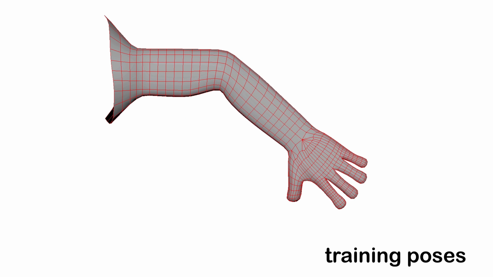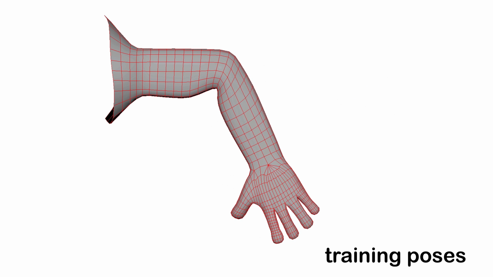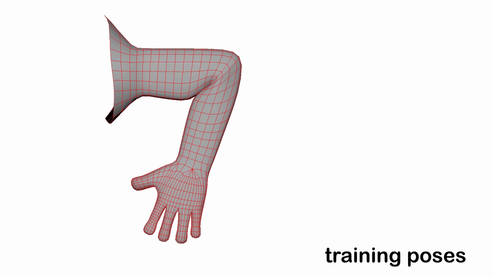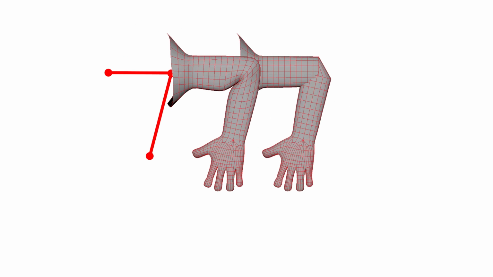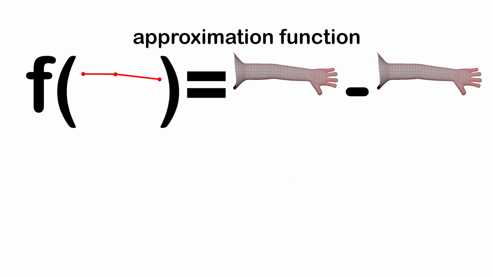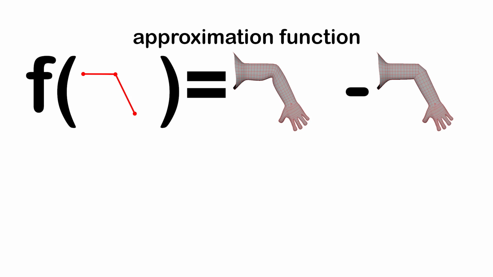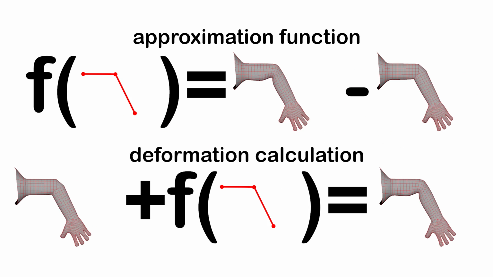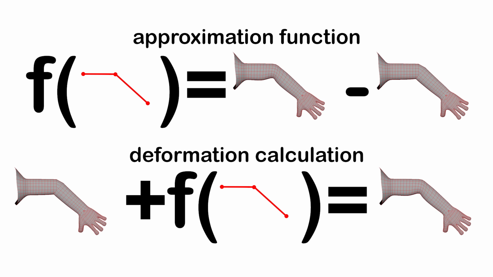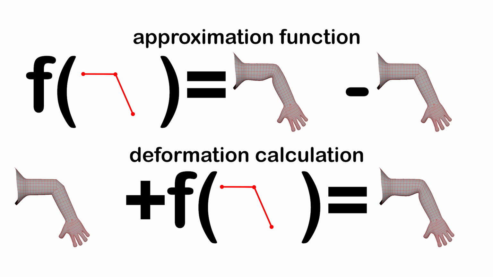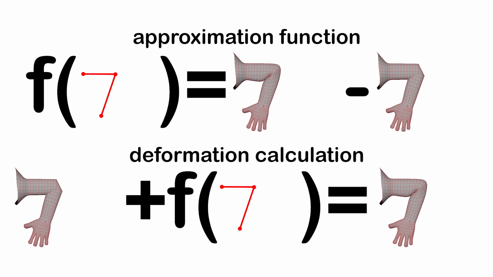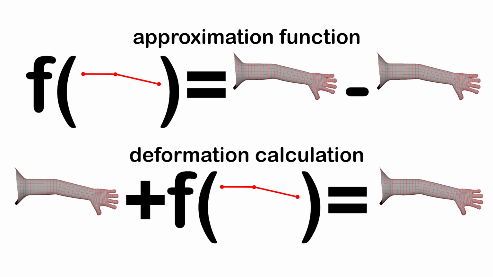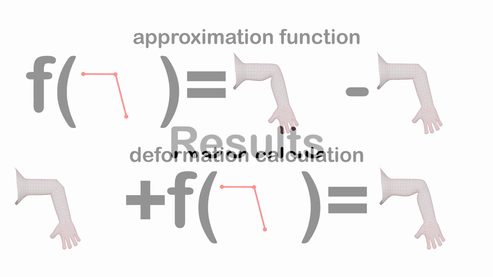To train the approximator, we generate a large set of example poses covering the full range of motion of the character. The input to the algorithm is the transformations of each bone in the underlying skeleton of the character rig, and the output is the difference between the original deformation and the linear blend skinning approximation. The final deformation is approximated by adding the linear blend skinning deformation together with the output of our function approximator.